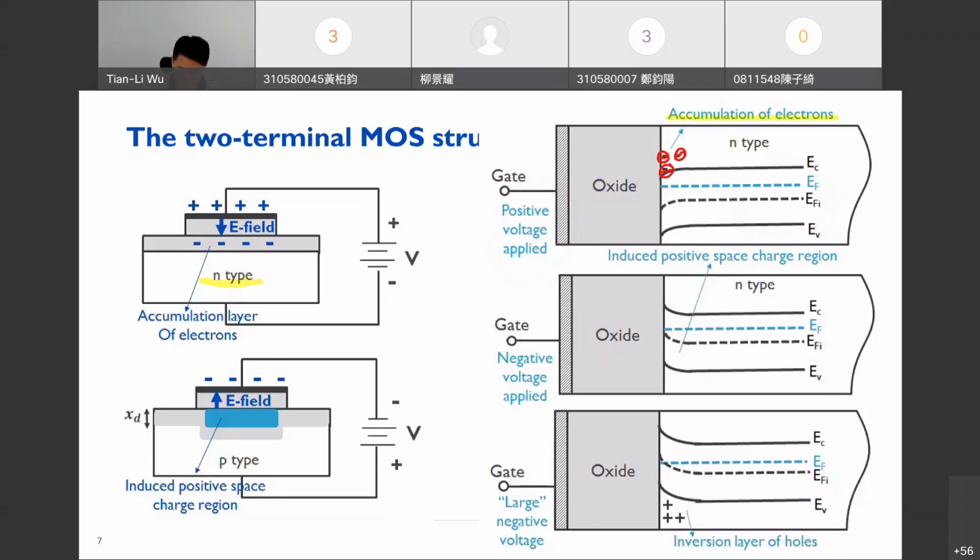And then once we apply the negative voltage here, we have a space charge region created. Then if we apply a large negative voltage, we start to have the hole inversion here. So we can see this is hole inversion. The basic idea is exactly the same as in the case of the p-type, just a reverse way of the charge induced. For the p-type, we will invert to electrons, but for the n-type, we will have hole inversion created.